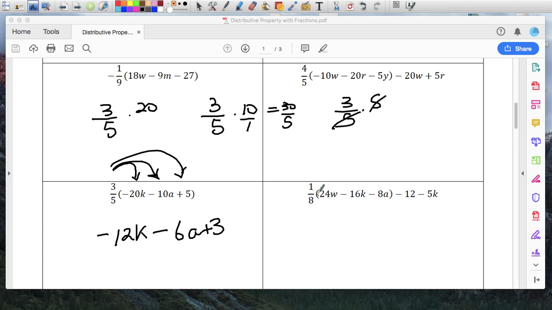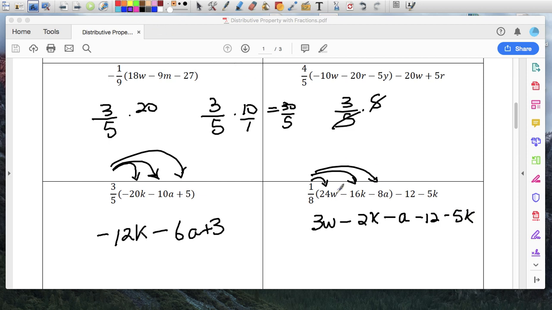This one is just 1/8, so it's literally you're dividing every single term inside by 8. So 24w divided by 8 is 3w. Minus 16 divided by 8 is 2k. Okay. Minus again, and 8 divided by 8 is 1a, or just a. And then minus 12 minus 5k.